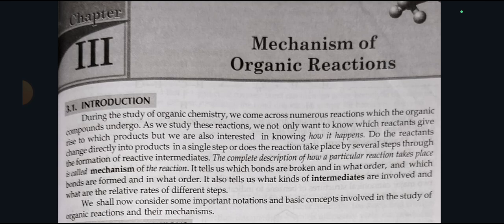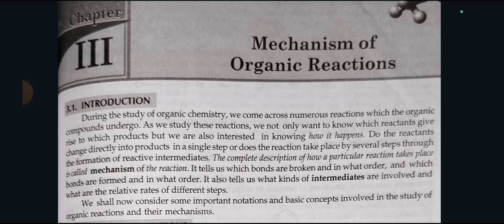During the study of organic chemistry, we come across numerous reactions which organic compounds undergo. As we study these reactions, we not only want to know which reactants give rise to which product, but we are also interested in knowing how it happens. Do the reactants change directly into products in a single step, or does the reaction take place in several steps through the formation of reactive intermediates?